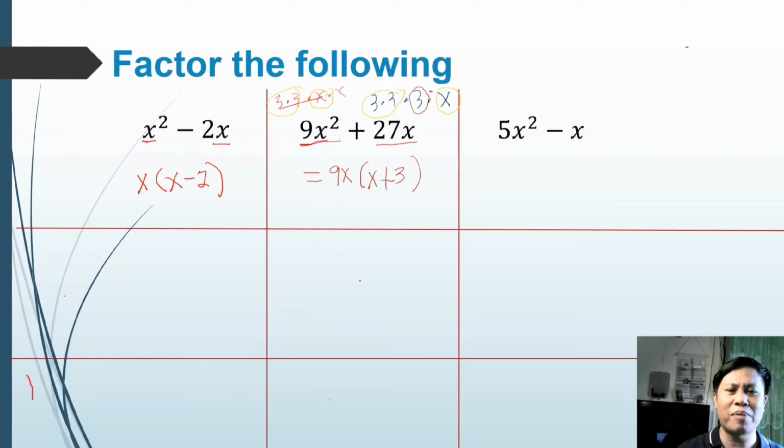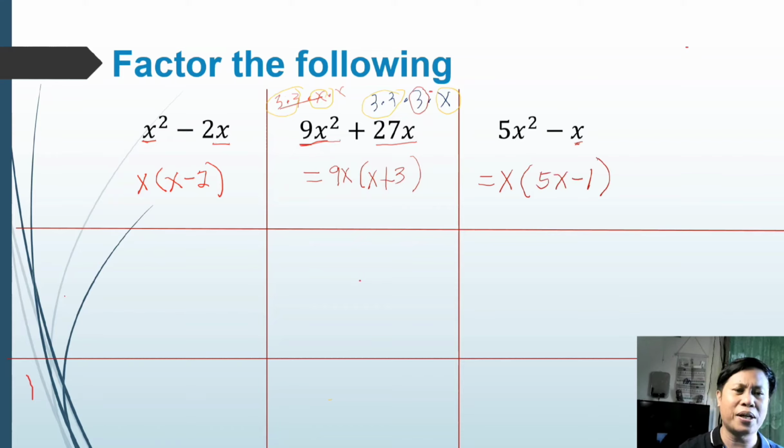Now, how about 5x squared minus x? So, ano ang kanyang factors? So, ano bang common sa dalawa? Parehas silang may x. Kaya, ang greatest common factor niya ay x. So, i-factor out natin yung x. So, mangyayari x times 5x minus 1.